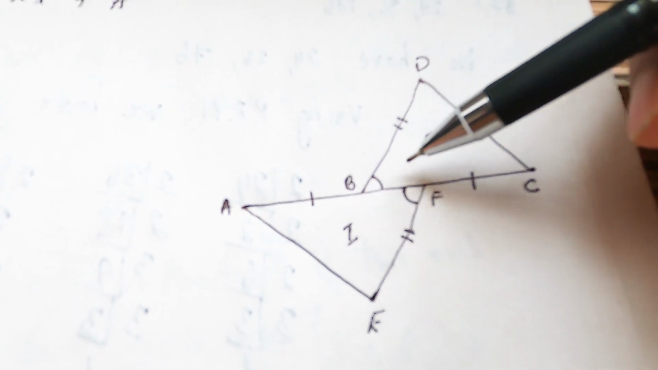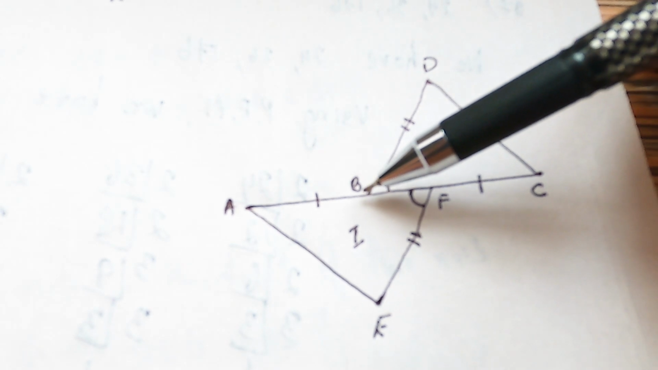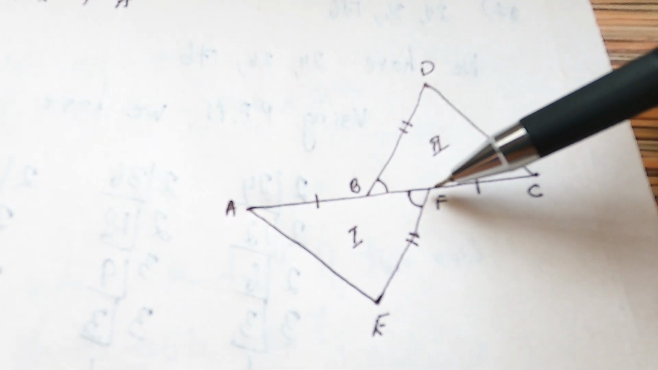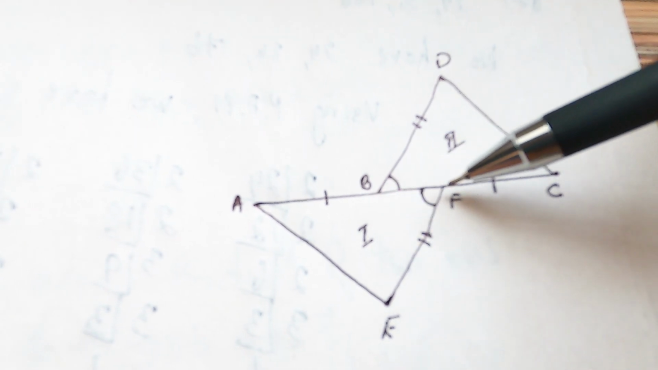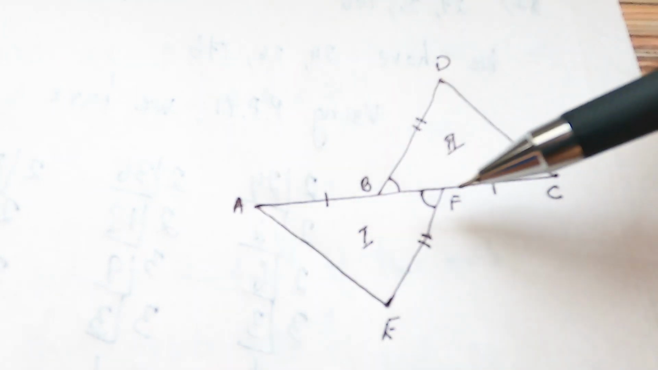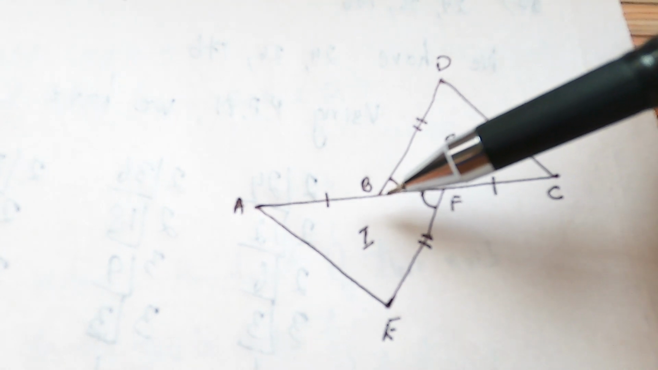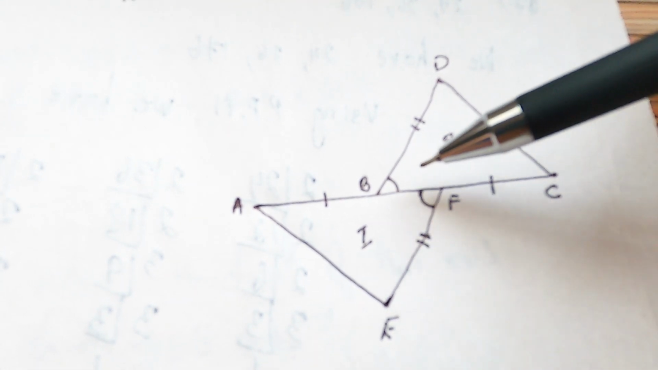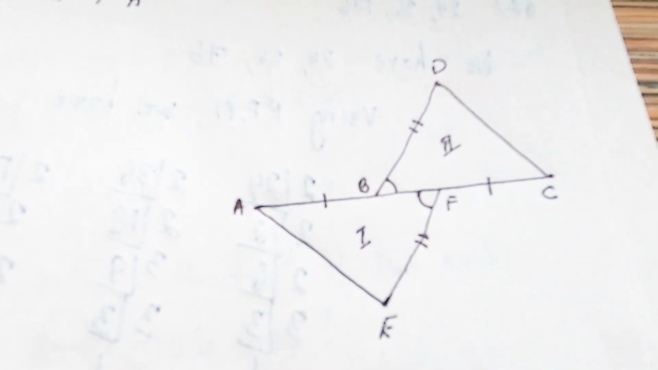So what we will do first is that since AB is equal to CF, we have this line segment BF. If we can only show that AF is equal to CB, then we can use the side angle side property and show that the two triangles are congruent.